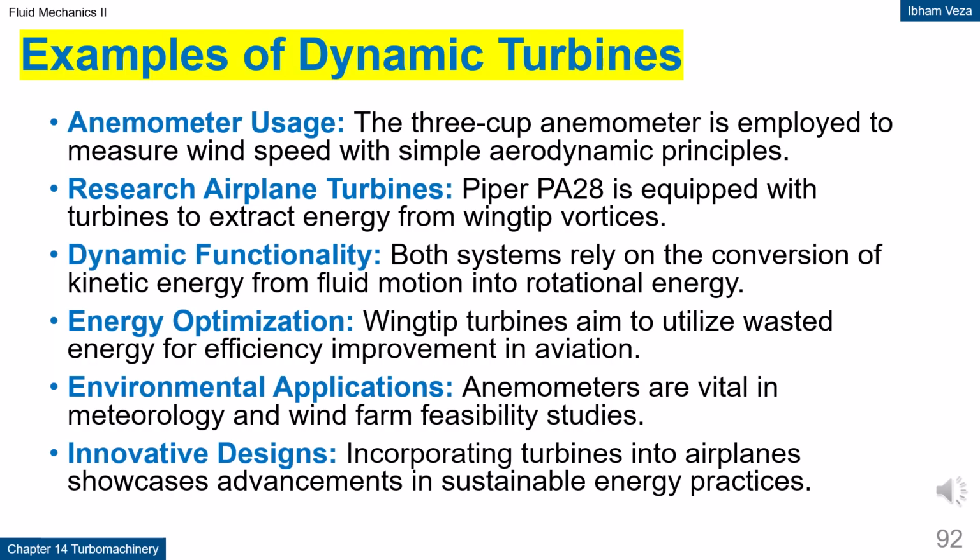Examples of dynamic turbines. These examples show that the dynamic turbine principle is not only used in power generation, but also in instruments and aeronautical applications. An anemometer uses a small turbine to measure wind speed based on the kinetic energy of the flow. In research aircraft, turbines can be installed to extract energy from wingtip vortices. Both examples rely on converting fluid kinetic energy into mechanical rotational energy. This confirms the versatility of turbomachinery concepts in many fields.